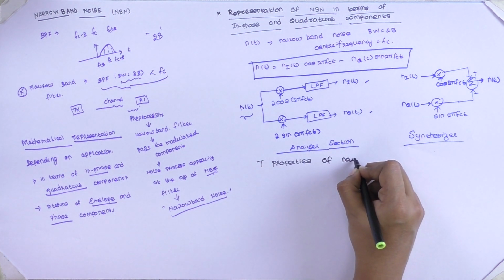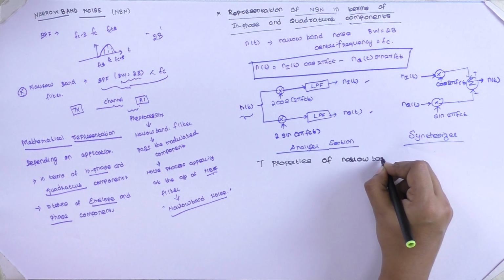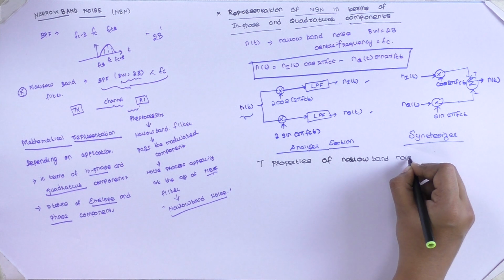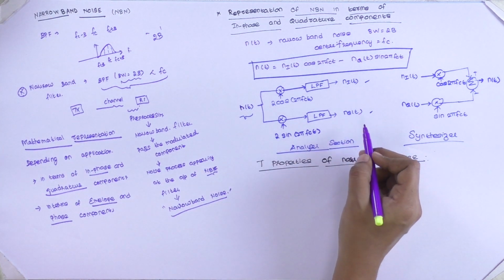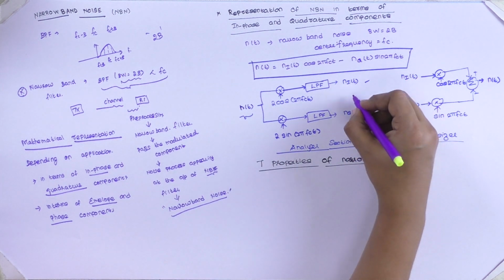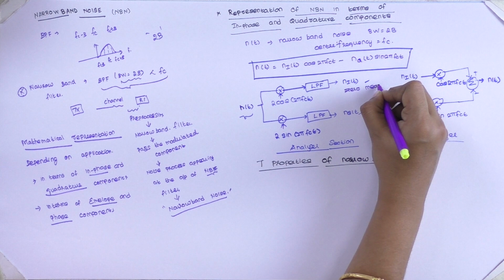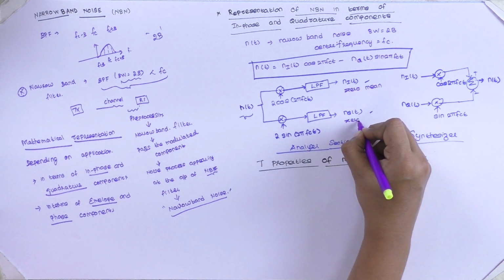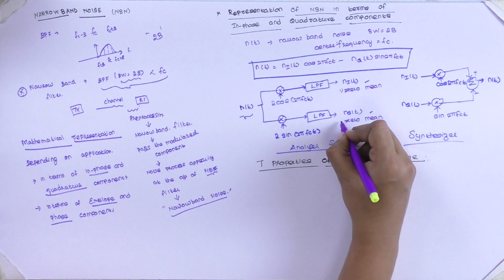7 properties of narrowband noise. The first property is that Ni of t and Nq of t always have 0 mean. So this is our first property.